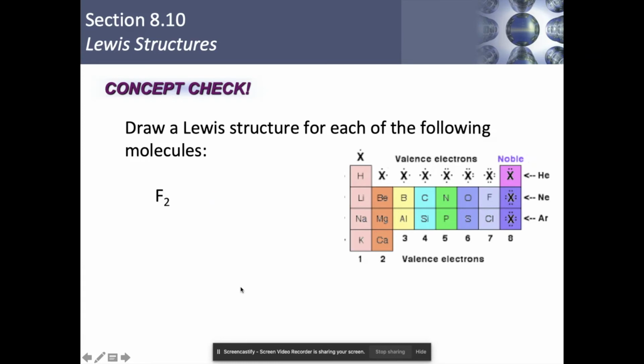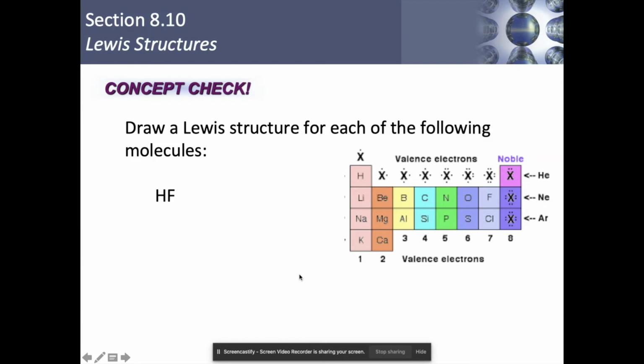What about, again, F2? Great. Fluorine's over here. I have 2 of them. That's 7 and 7. That's 14. Great. I have 2, 4, 6, 8, 10, 12, 14. Everything has an octet. I'm done.